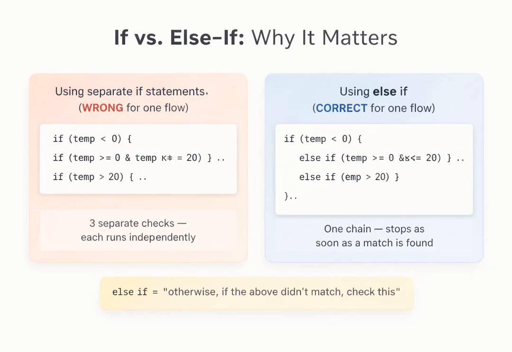Here's a subtle but important distinction. If you write 3 separate if statements, each one is checked independently. They're 3 separate questions. But when you use else if, they form a single chain. Once one condition matches, the rest are skipped entirely. This is what you want when your conditions are mutually exclusive, like temperature ranges. You don't want to check all 3 every time. You want to find the right one and stop.